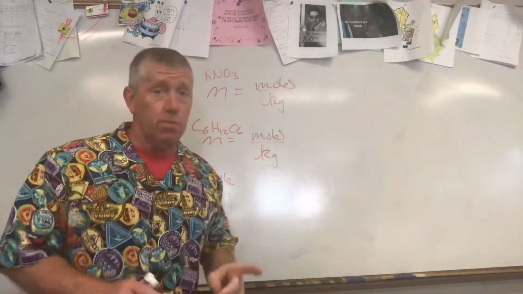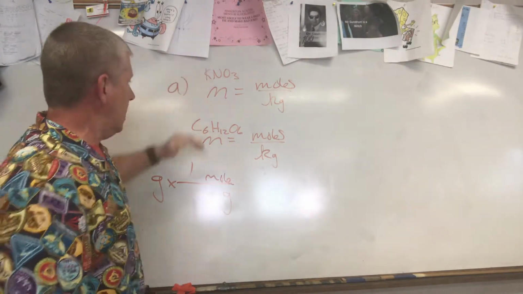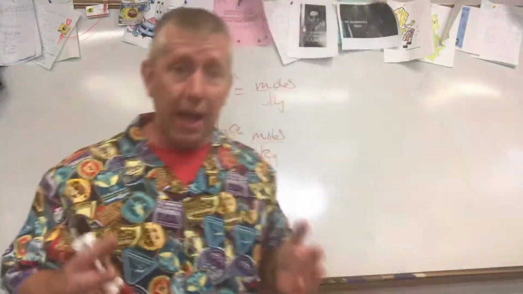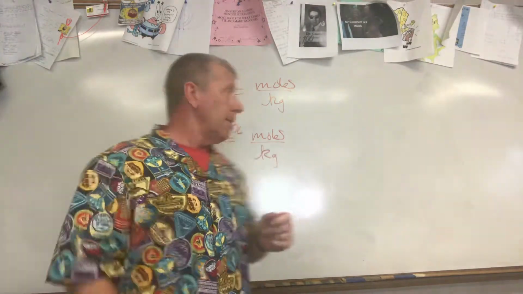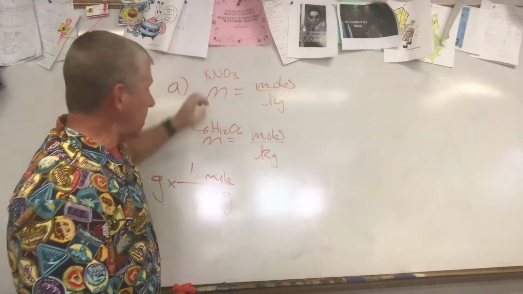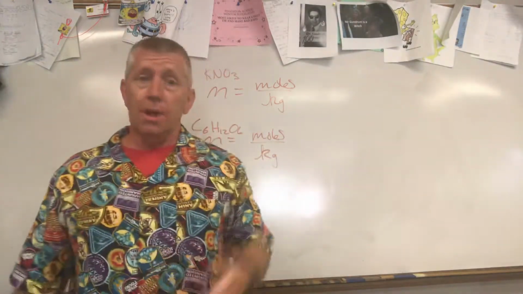Now, when you calculate what the true mass of the potassium nitrate and the dextrose are, you're also finding the answer to calculation C. Calculation C says calculate the theoretical molecular mass of each solute. So you will have solved calculation C already by doing calculation A, when you add up the masses and get the mass of the dextrose.